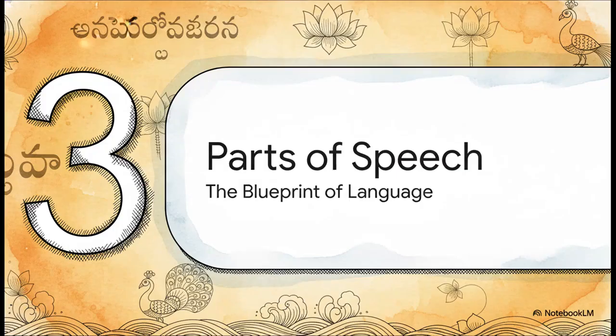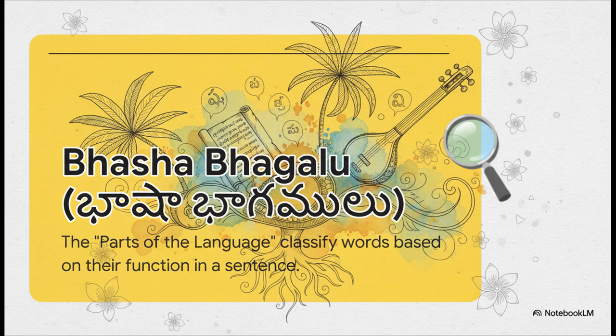All right, so we've got sounds, we've got words. What's next? Well, we need to organize them to actually make sense, to create meaning. And that's where the grammatical blueprint comes in, what we call the parts of speech. In Telugu, they're called the parts of the language. And it's a concept you're probably already familiar with, because it's just like in English. It's a system for sorting words based on what they do in a sentence. Are they naming something, describing it, showing an action? That's what this is all about.